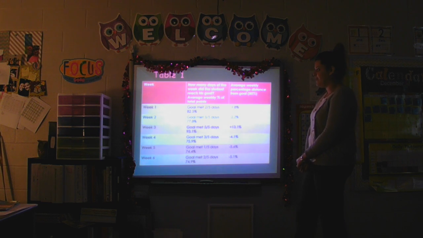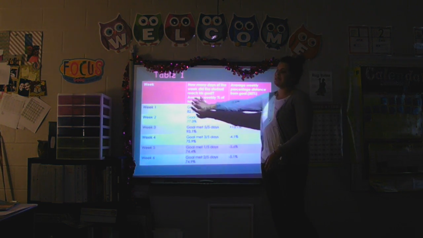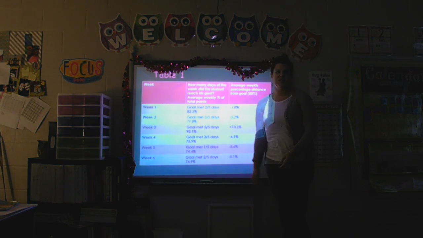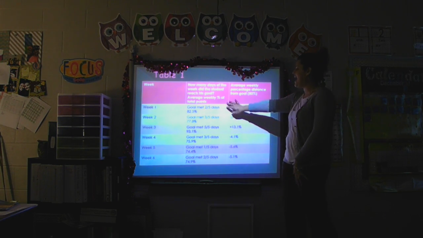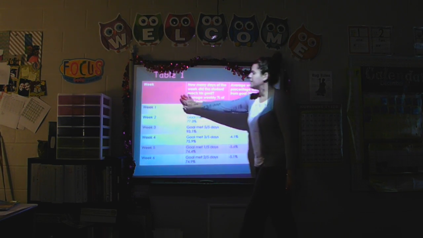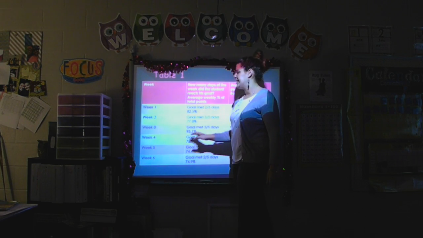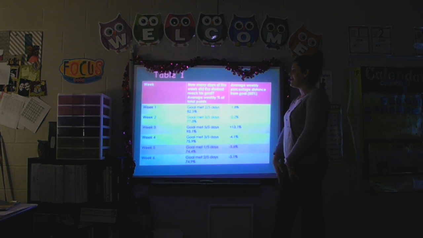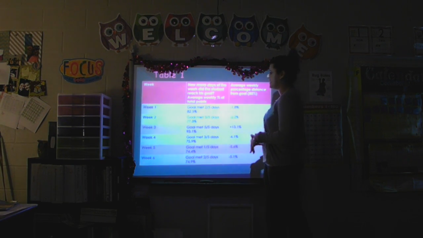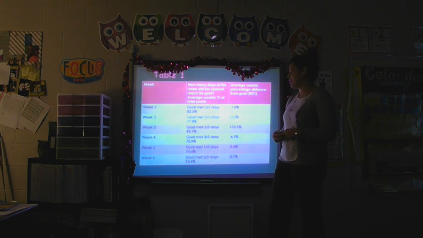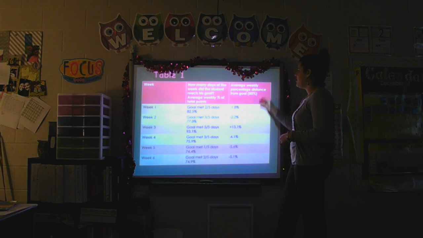So here's my table. I actually did this in weeks so that it would better fit on the presentation. I have 3 columns. The first column explains the week that we're discussing. The second column is how many days during that week he met his goal, and then the average weekly percentage of total points that he earned on his pause pad. And then the third column is the average weekly percentage distance from his goal.